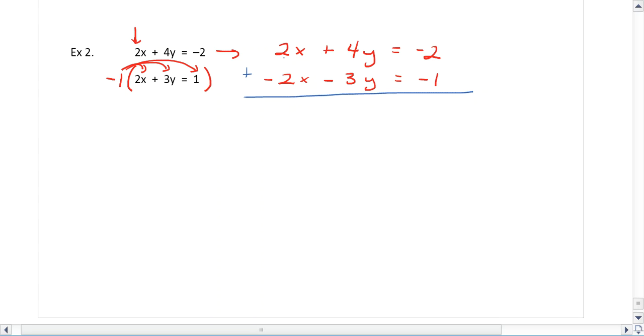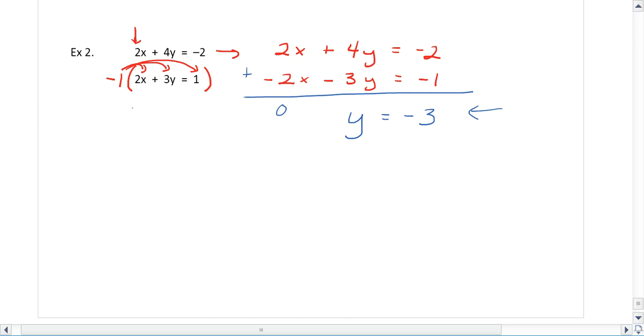And indeed that happens. 2x minus 2x is 0. Wow, this worked out really great. 4y minus 3y is just 1y. And -2 plus -1 is -3. So we're done. We have the y value.